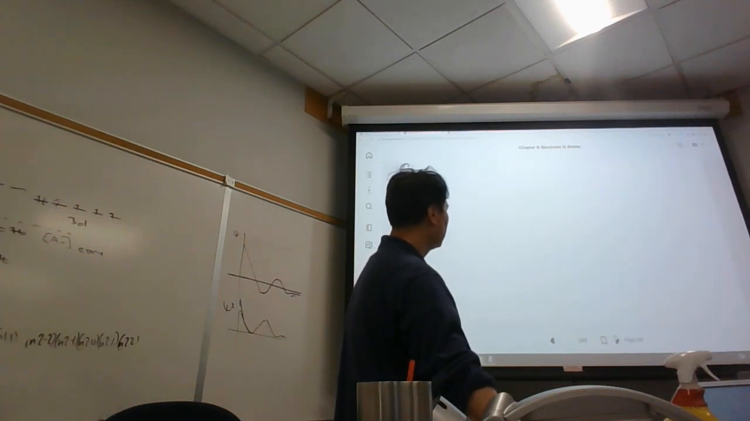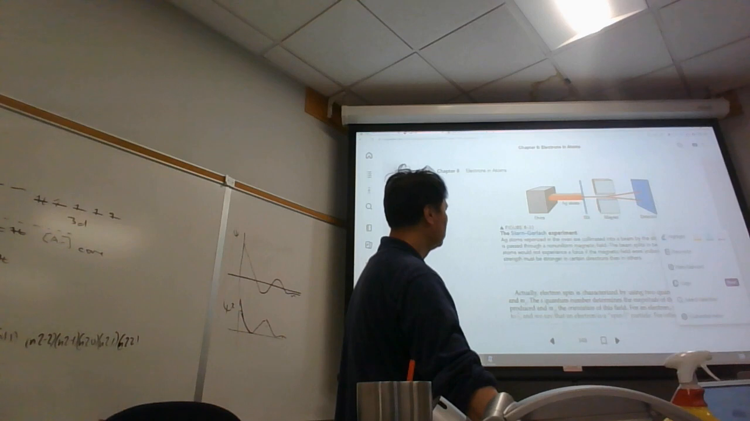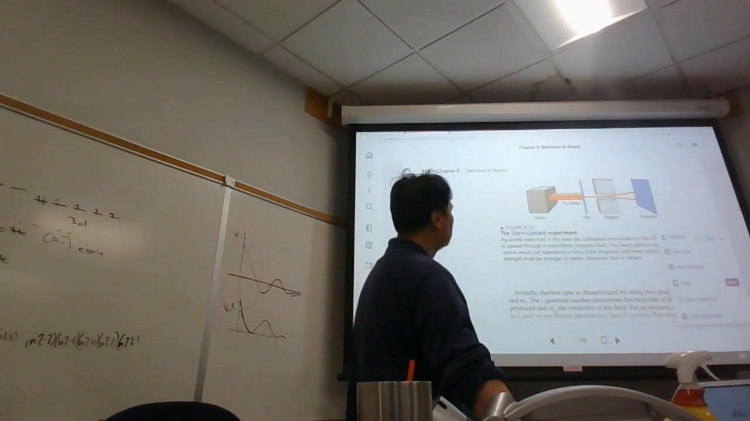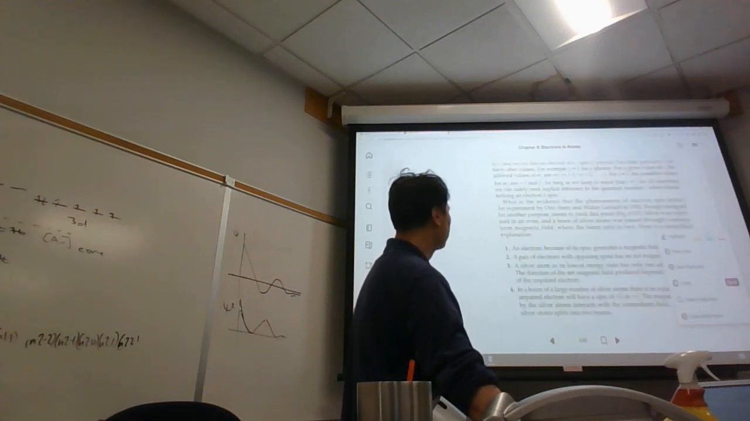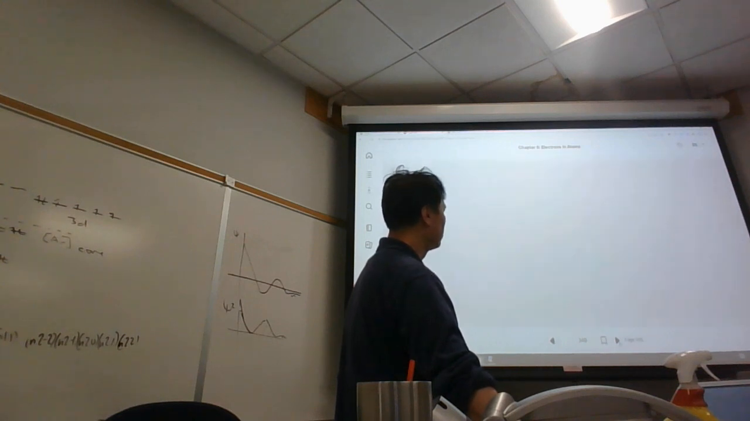But I forgot that chapter 9 is kind of an application. This is taking silver atoms. This is a very famous experiment called the Stern-Gerlach experiment. The Stern-Gerlach experiment was critical in determining the spin quantum number for electrons. In fact, they won the Nobel Prize for this. And that was for electron spin.